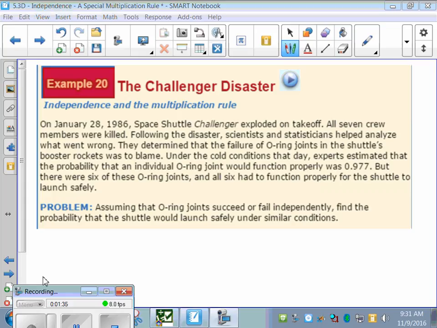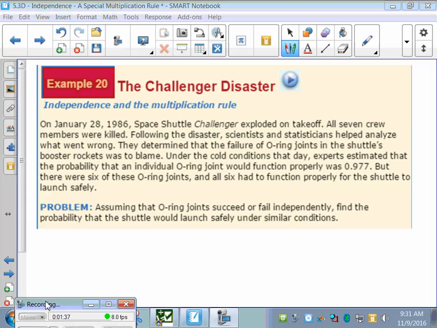All right, so let's try a problem. The Challenger disaster. On January 28, 1986, Space Shuttle Challenger exploded on takeoff. All 7 crew members were killed. Following the disaster, scientists and statisticians helped analyze what went wrong. They determined that the failure of O-ring joints in the shuttle's booster rockets was to blame.